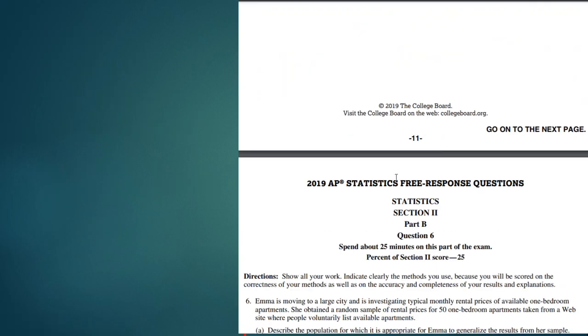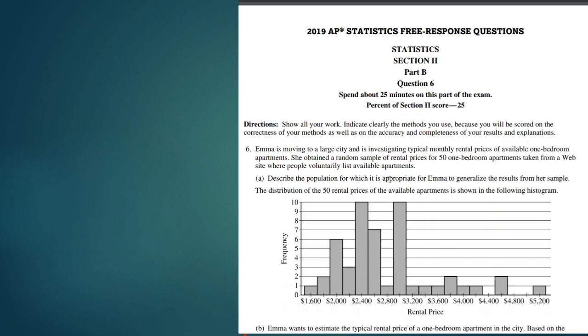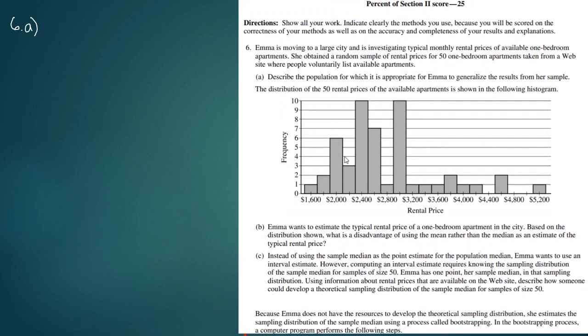And now we get to the long question, question 6. So it's supposed to be about 25 minutes long. Oftentimes people are very daunted by the investigative task, but sometimes it's a fairly straightforward question. So Emma is moving to a large city and is investigating typical monthly rents of available one-bedroom apartments. She obtained a random sample of rental prices for 50 one-bedroom apartments taken from a website where people voluntarily list available apartments. Describe the population for which it is appropriate for Emma to generalize the results from her sample.